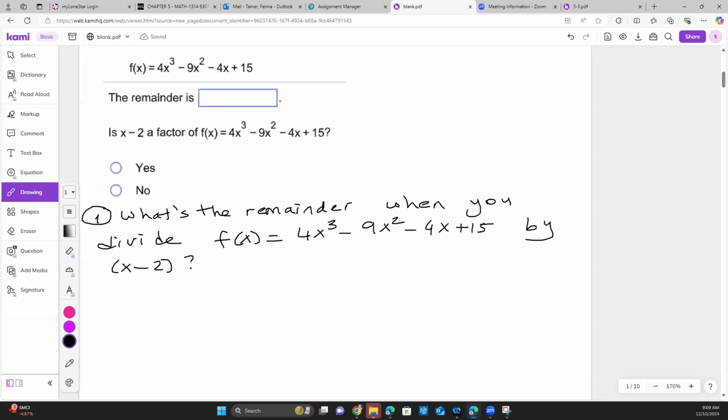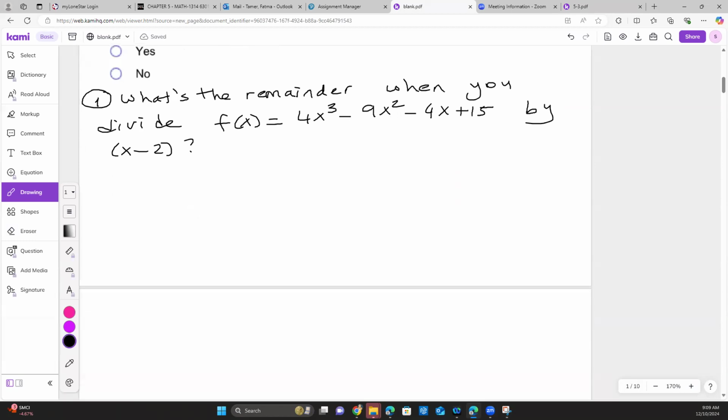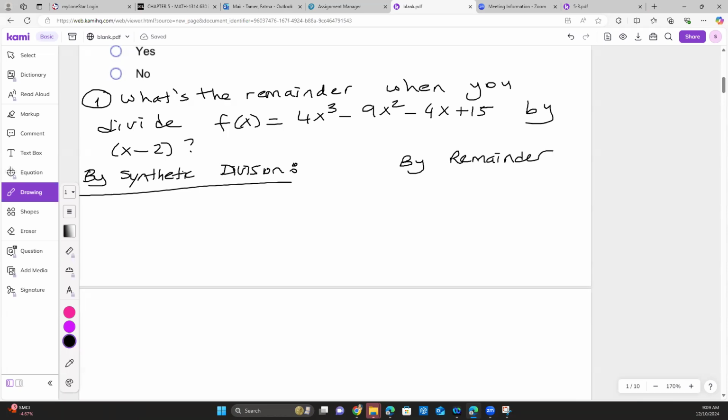To answer this question, we can do two things. We can do synthetic division, if we like. I can find the remainder by synthetic division, or I can find the answer by the remainder theorem. The remainder theorem says you don't have to do the division. Your remainder will be the same number as f of 2. Again, where did the 2 come from? If you set x minus 2 to 0, x equals 2.